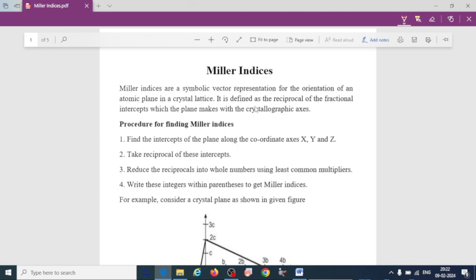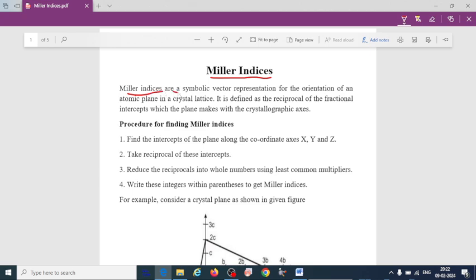So let us start. Today's topic is Miller indices. This is a very important topic for competitive exams like CSIR NET. I have already explained crystals and the 7 systems of crystals, so please go to that video. This topic is related to crystalline materials or solid state physics. Crystals, as we know, are a regular arrangement of atoms. If we understand the structure of crystals, then we can clearly understand this topic, Miller indices.